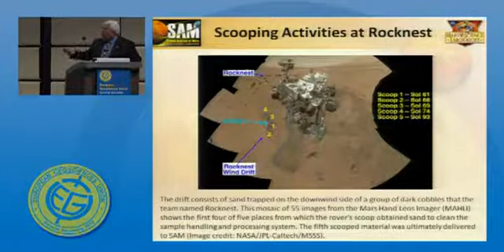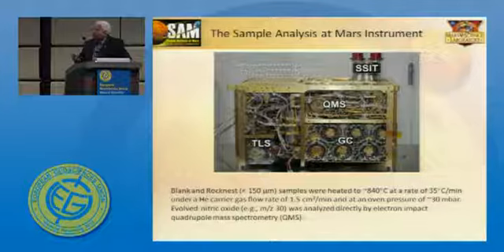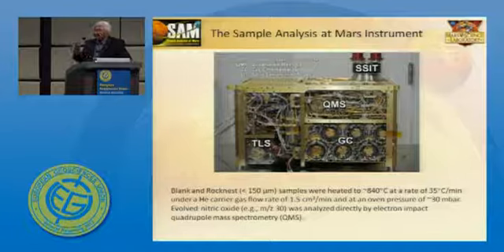This is the dune that was selected for the study, and there were several scoops that were taken. The idea was to remove the possibility of organics on the scoop or the Chimera, and actually the 5th scoop is the one that was analyzed. This is the GC, the SAM instrument that Cyril already talked about. And what is important is that we analyzed a blank and 4 Rocknest samples. The size of the material was less than 150 microns.